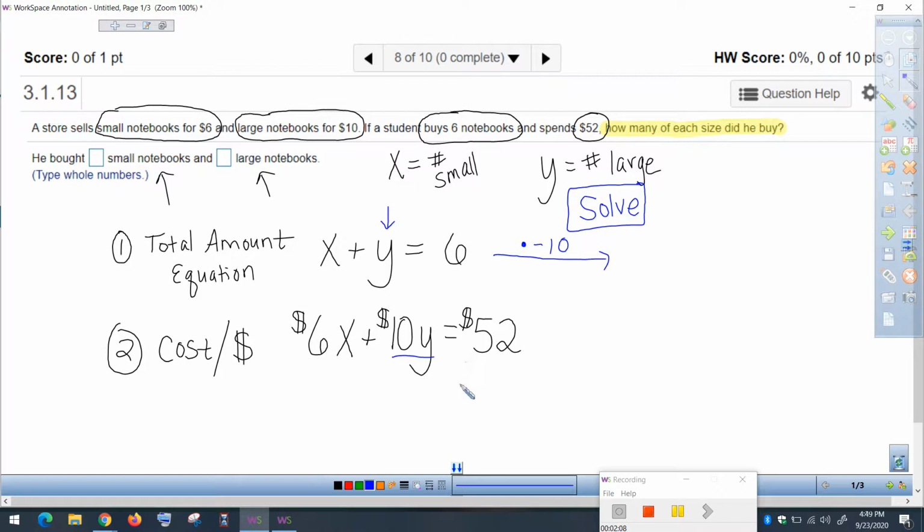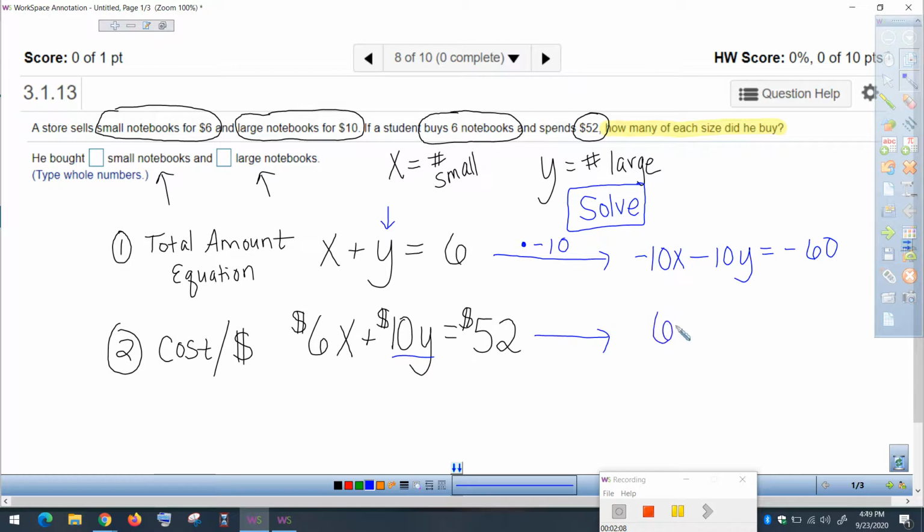Now another thing I could have done is I could have multiplied everything by -6, but I chose -10 because I think 10 is just an easy number to work with when we're multiplying. So when we do that, we get negative 10x minus 10y equals negative 60. And the bottom equation is just going to stay the same.